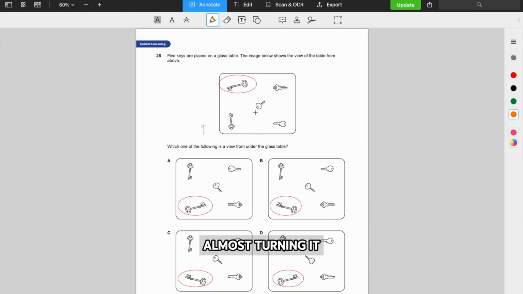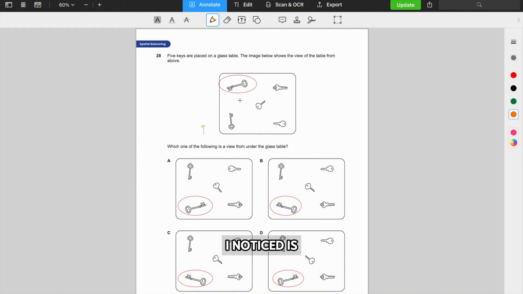Okay, so you're almost turning it upside down. You're turning it upside down and viewing the bottom from that orientation. This question is a bit overwhelming, but there are easy ways you can quickly work out the answer. First of all, just eliminate based on focusing on specific features.